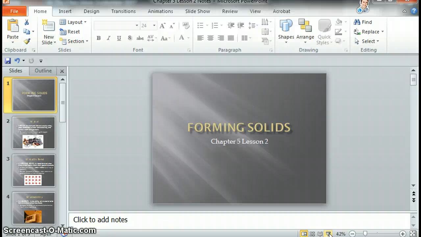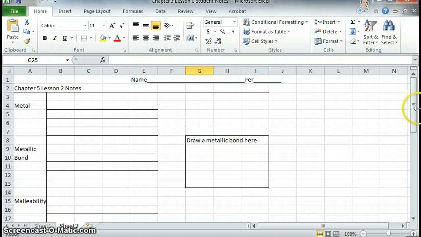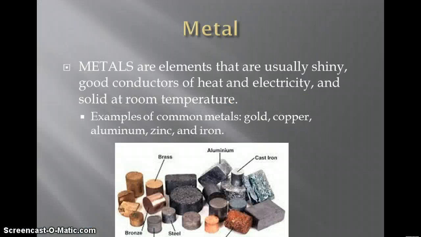So we're going to go into Chapter 5, Lesson 2, Forming Solids. So that's our notes. And then we have our notes sheet here, Chapter 5, Lesson 2. It starts with metals, okay? So make sure we have all that together. Then move into our first slide.